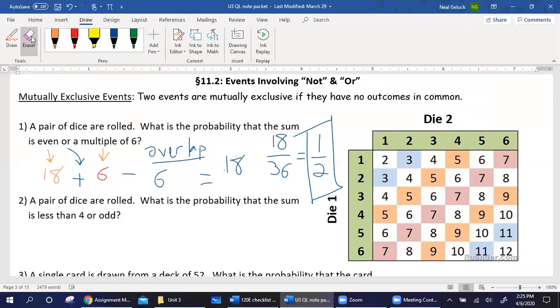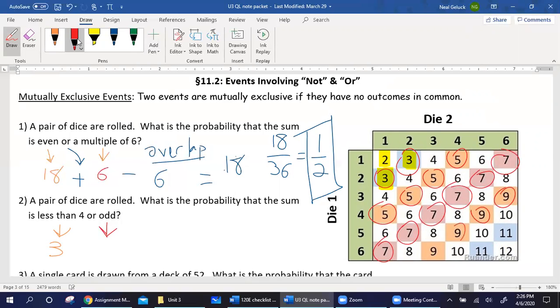For example, on number 2, probability that the sum is less than 4. So I count how many numbers are less than 4. 1, 2, 3 numbers are less than 4. Or odd. Okay, so for odd, I'll do circles. 1, 2, 3, 4, 5, 6, 7, 8, 9, 10, 11, 12, 13, 14, 15, 16, 17, 18. Go figure.